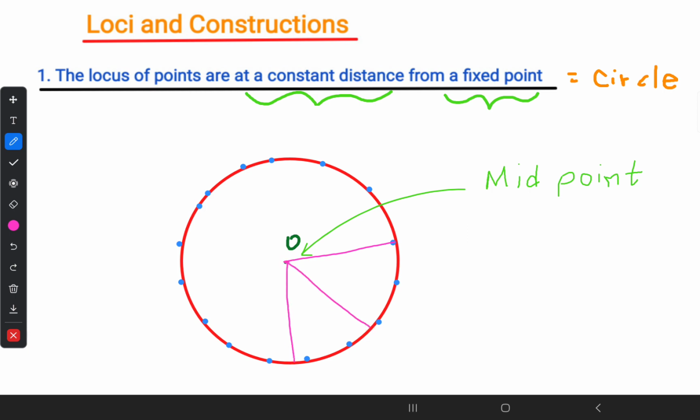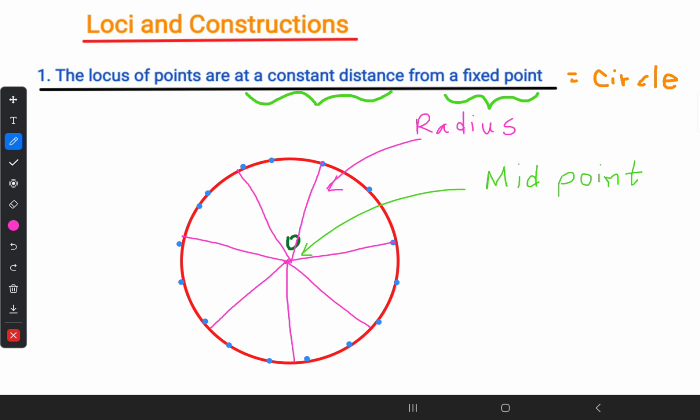Likewise, we measured many points. How can we name them? These are the radii of the circle. So in plural form, I can use radii. These are the radius of the circle. So we completed our first loci and construction.